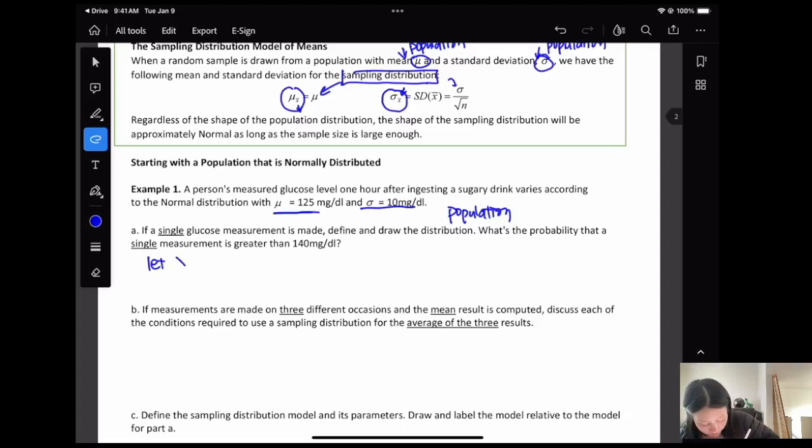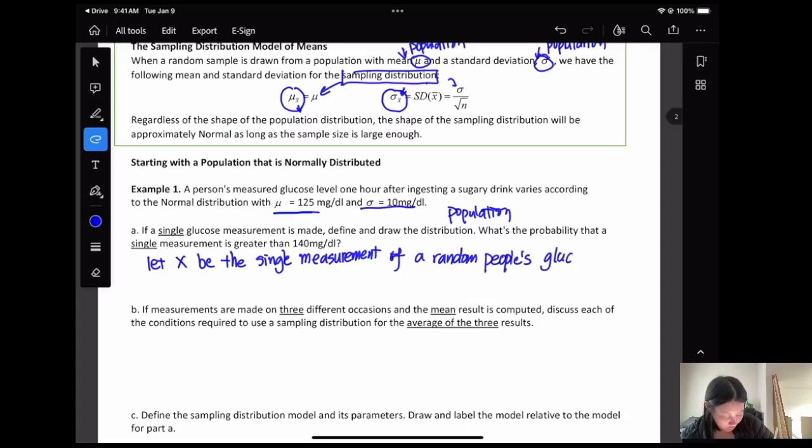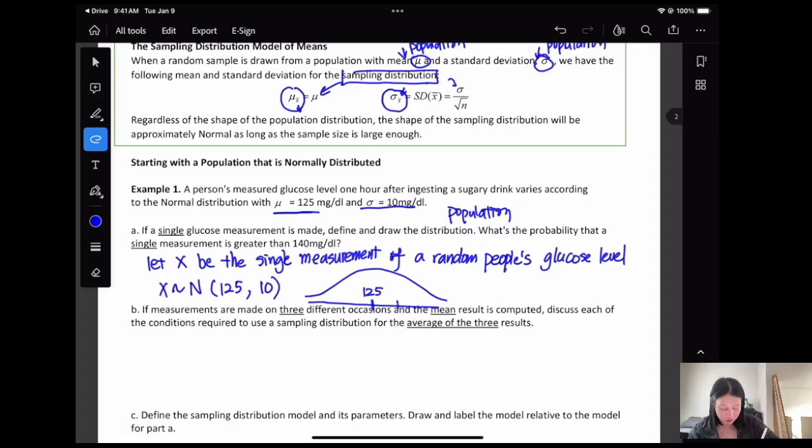So let x be the single measurement of a random person's glucose level. Then x is going to follow a normal distribution with mu 125 and sigma 10. So in GeoGebra, if you put this in, you will see a graph that looks like this one. The center, the mean, is going to be 125. The first standard deviation is 135. On the left, the first standard deviation is going to be 115. And then here is 145, 105.